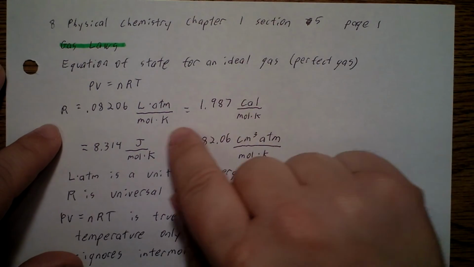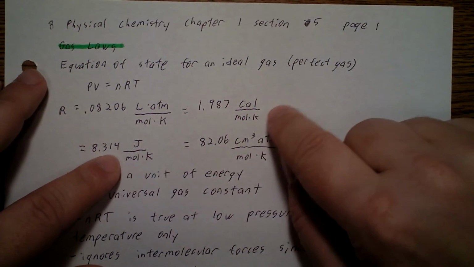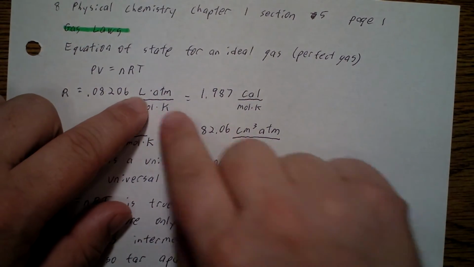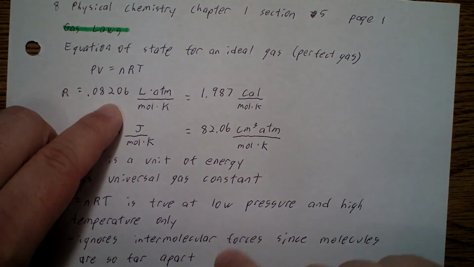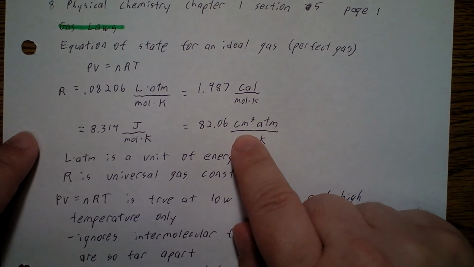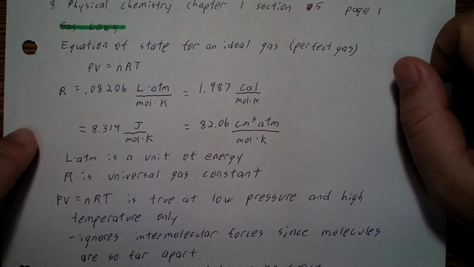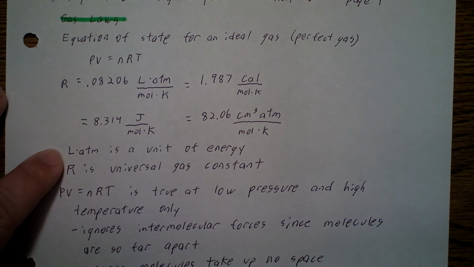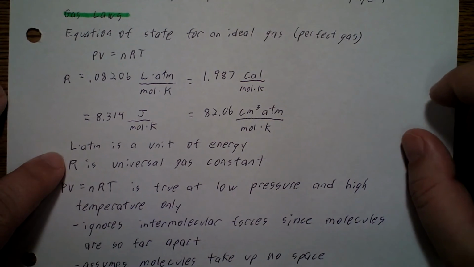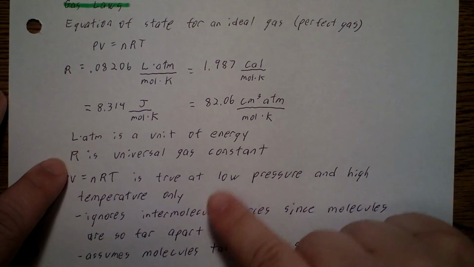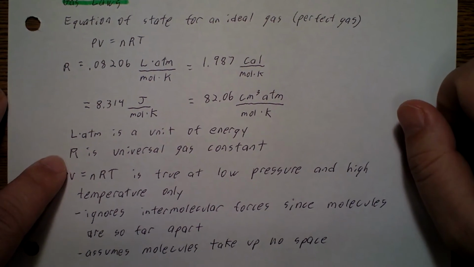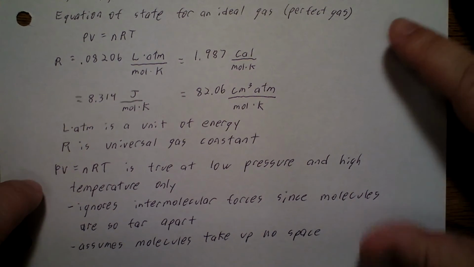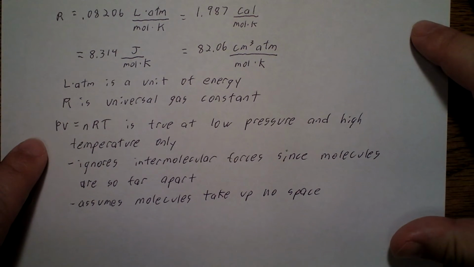But more importantly, notice joules and calories, they're both units of energy. Therefore, it stands to reason that liter atmospheres is also a unit of energy, and centimeters cubed atmosphere is also a unit of energy. So that's why I was saying down here, liter atmosphere is a unit of energy which we'll use, and centimeters cubed atmosphere is also a unit of energy. Now R is called the universal gas constant, although we will see it sometimes in equations that have nothing to do with gases. It's actually a little more important than just gas constant.